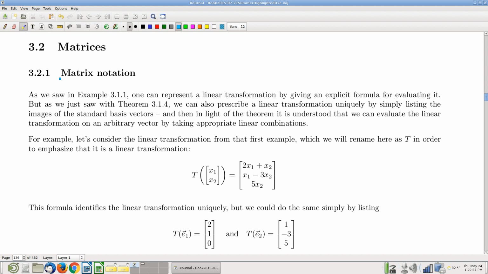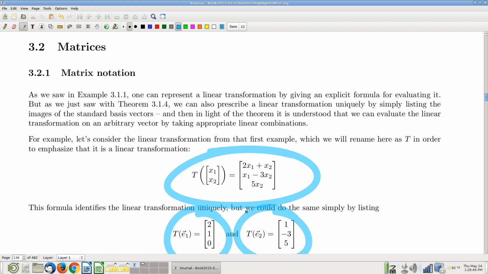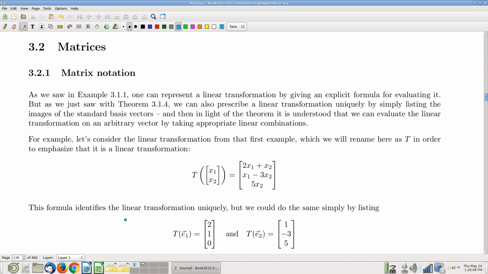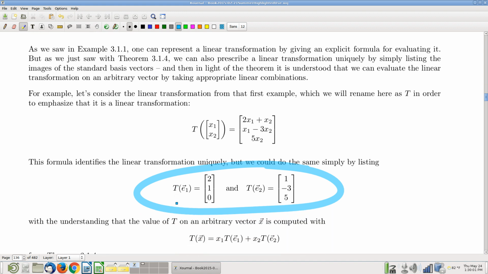So here we go. Reminder. We have these ideas called linear transformations. Here's one. We explicitly proved that this was a linear transformation. We also can quickly write down T of E1 and T of E2 and recall that once you know the images of the standard basis vectors, these are they in this case, once you know the images of standard basis vectors, you know everything that there is to know about the function.